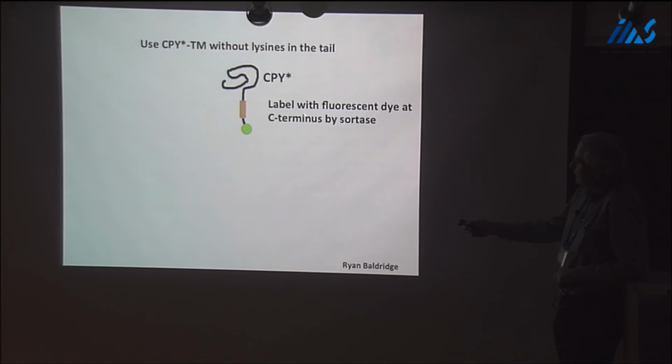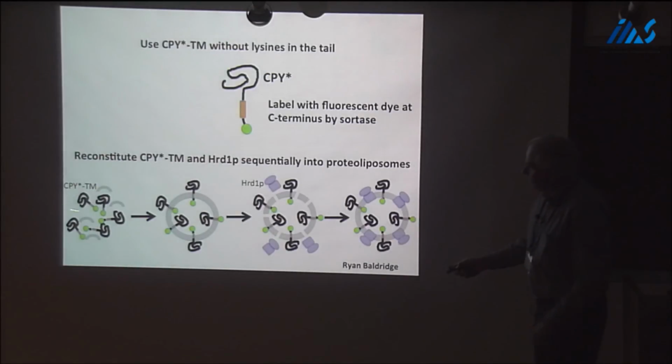He took this membrane protein, CPY star, with a transmembrane segment, and labeled the C-terminus with a fluorescent dye by an enzyme called sortase. So you can take a little peptide, label it with fluorescent dye, and add it to this protein. There's a recognition signal, and then you exchange the C-terminus with this fluorescent peptide. It's a transamidation reaction, and so you get a fluorescent label exclusively at the C-terminus. If you now reconstitute this into liposomes, so you mix it with lipid and take the detergent away, you get both orientations, as I was saying before.